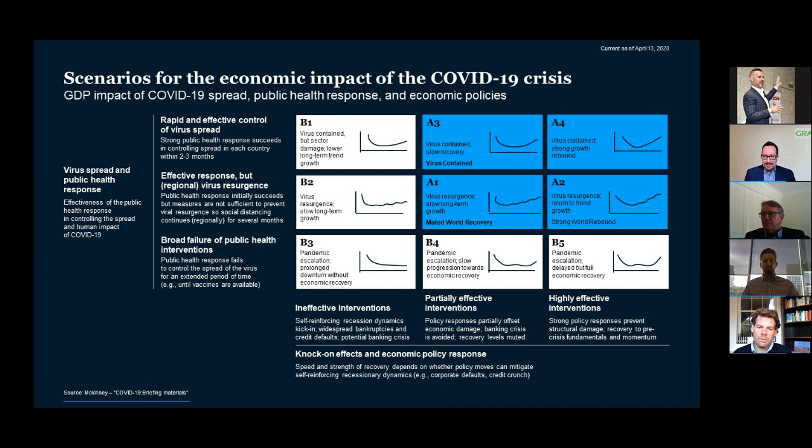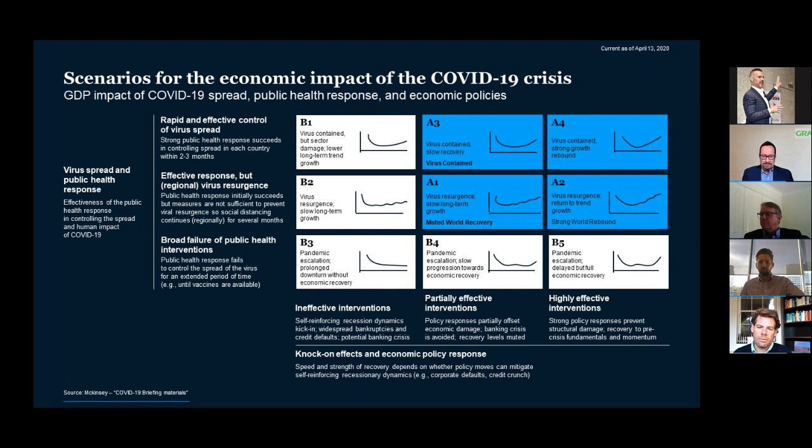So this is some analysis done by McKinsey, and this is a matrix which really shows different scenarios that are possible, ranging from rapid and effective control of virus spread through to highly effective interventions. So if you look at A4 on the upper right-hand side, it is the most optimistic. Virus is fully contained, strong growth rebound. And then if we look at the lower left-hand corner, this says it's a broad failure of public health interventions and ineffective interventions, then there's an escalation, it's prolonged without economic recovery. So that's the not so good situation.